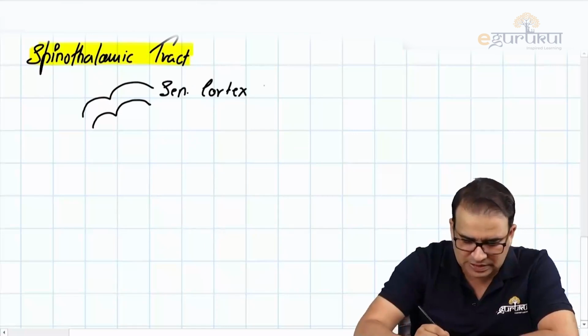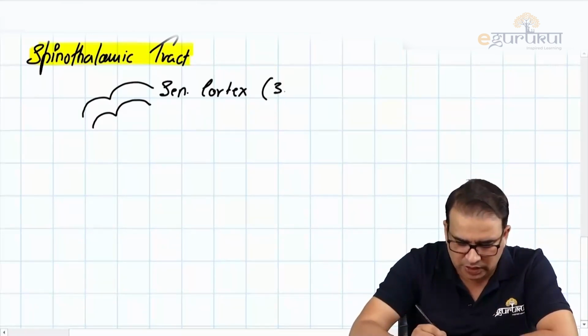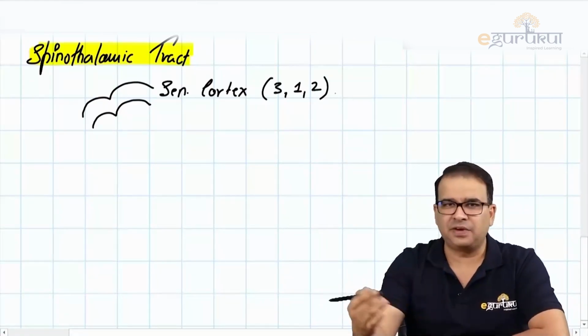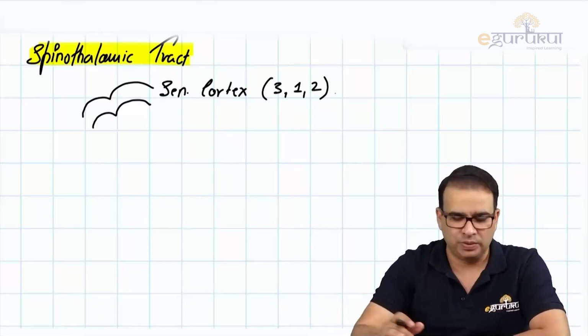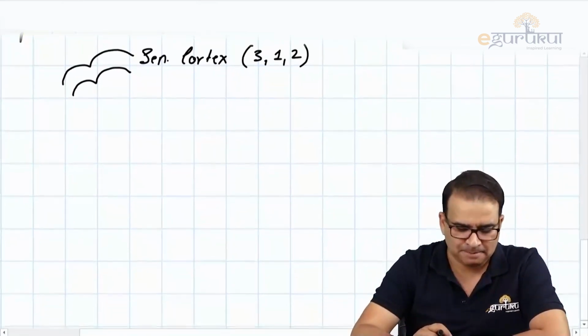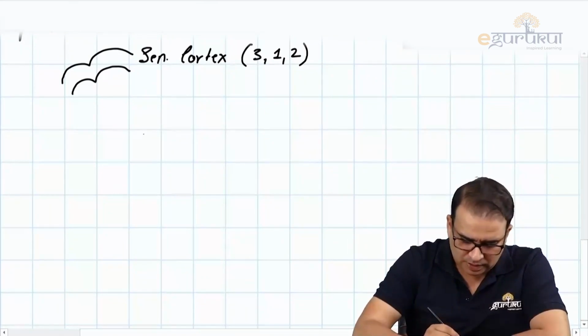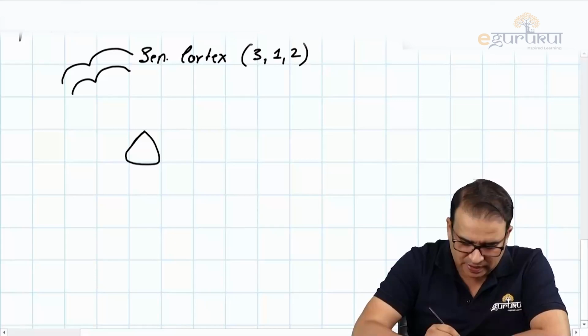I hope you know that the sensory cortex area number is 3, 1, and 2, in the Brodmann's classification. You should not call it 3, 2, 1 or 1, 2, 3. It should be 3, 1, and 2. That is the sensory cortex. The highest sensory nucleus is the thalamus.